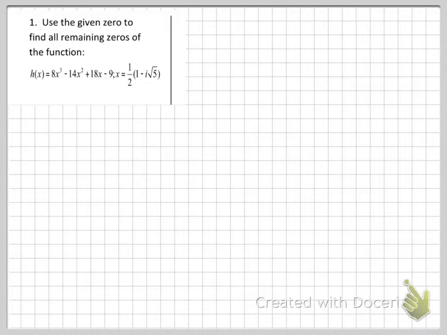Okay, I understand that might have been a lot. It's a little awkward when it's all written there for you, but for some people they find it helpful. Let's work through this one together. So we've been given a zero, we need to find the remaining zeros.